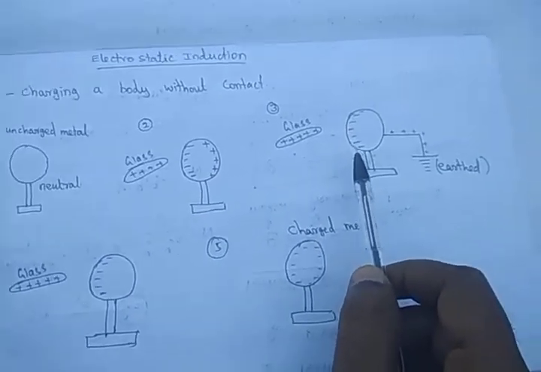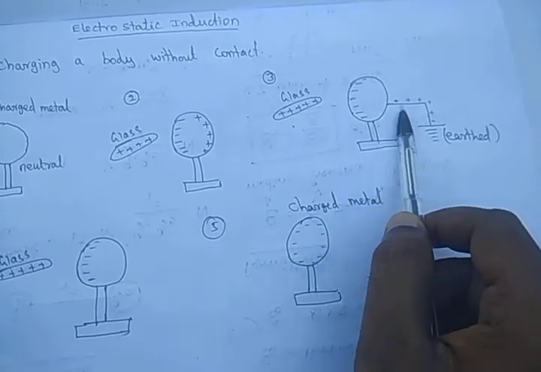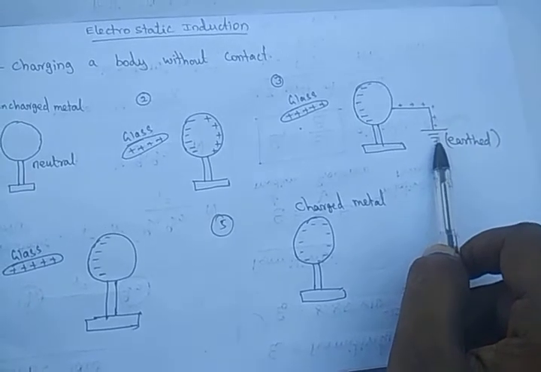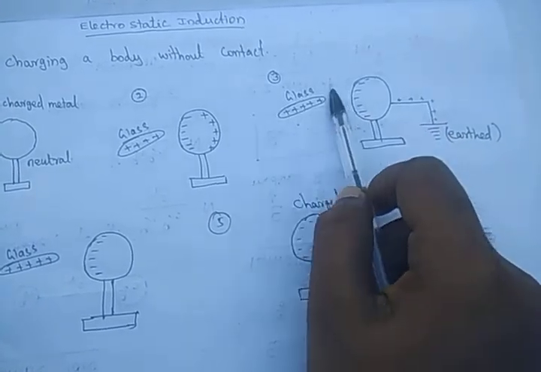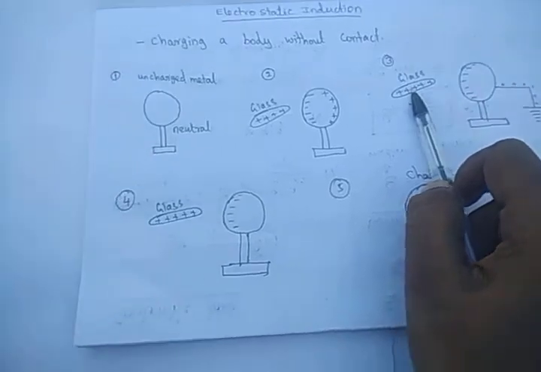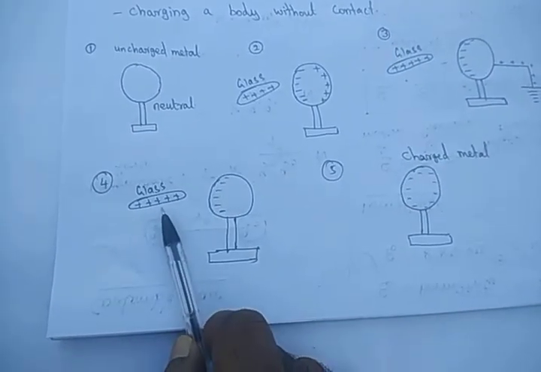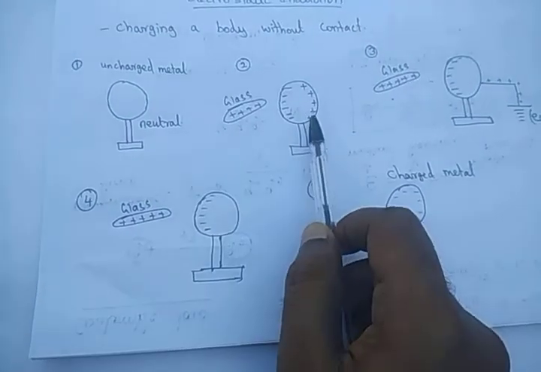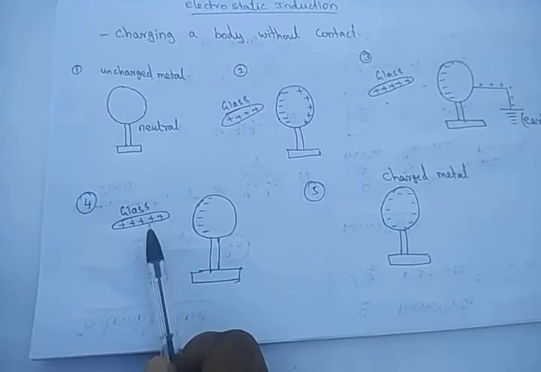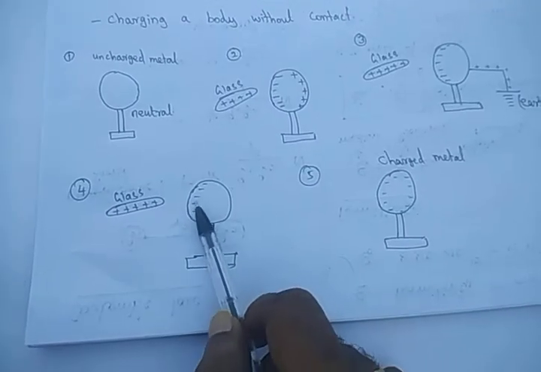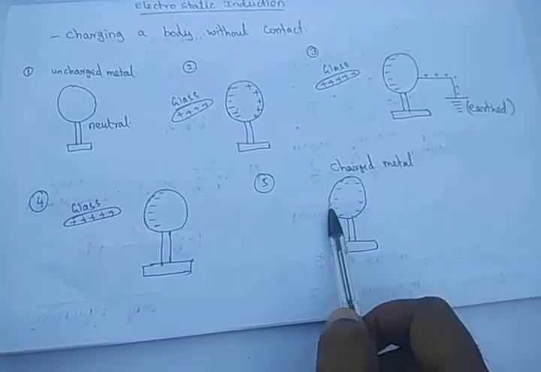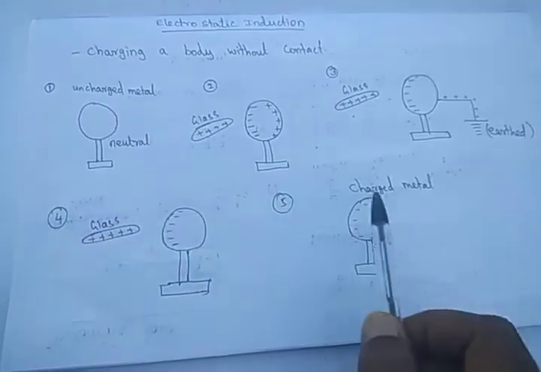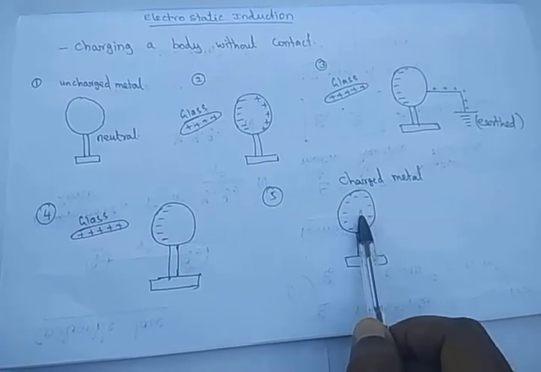Next, if you earth it, only the positive charge will be earthed. Earthing means all the positive charges go to the ground, provided we keep the glass rod in the same position. In the fourth step, you see in the picture, the glass rod is in the same position. Only the negative charges are present because the positive charges are earthed. If you remove this glass rod, these negative charges are evenly distributed over the surface of the metal sphere. Hence, the uncharged metal becomes a negatively charged metal sphere.